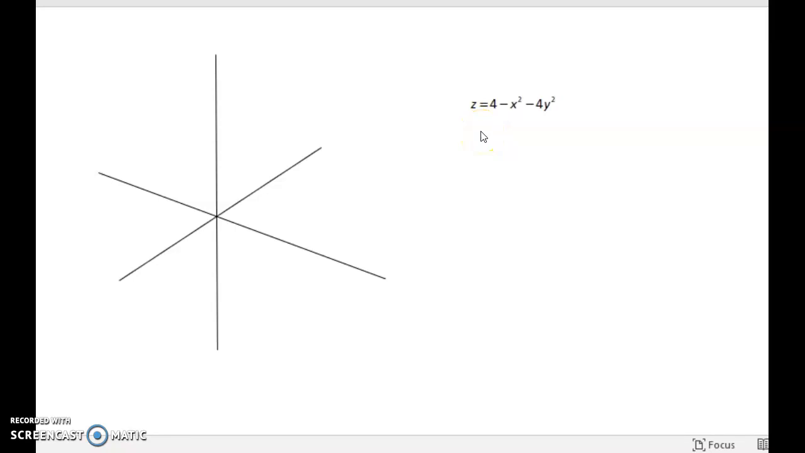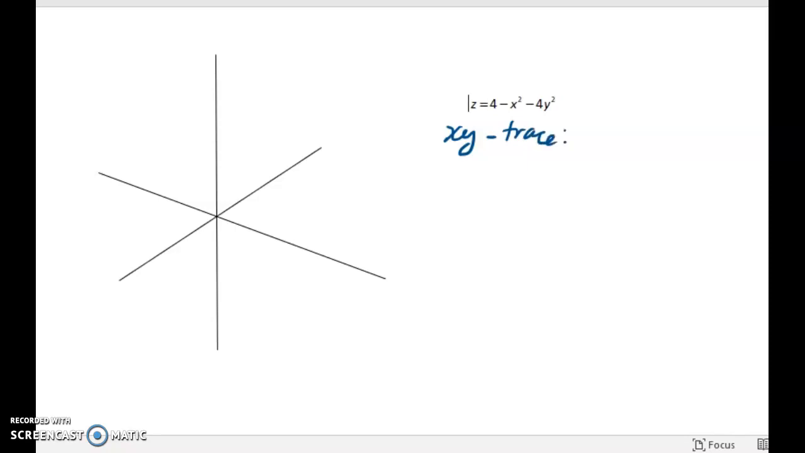So here we're going to graph the equation z equals 4 minus x squared minus y squared using traces. And typically what I do, and sometimes that's all I need, is start with the coordinate plane traces. For example, I could start with the xy trace.